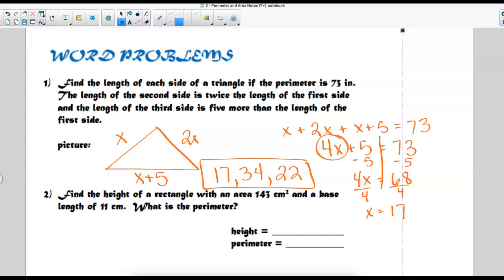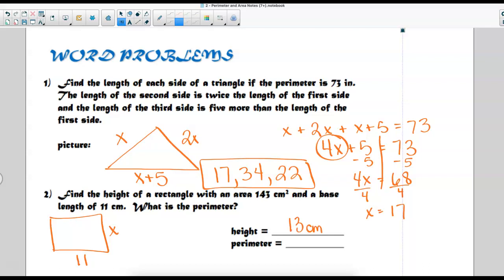Okay, find the height of a rectangle with an area of 143 centimeters squared and a base length of 11. And then what's the perimeter? Here's my rectangle. The base is 11. We don't know the height. But I do know the area is 143, so how can I find the height? 143 divided by 11. The height is 13 centimeters.